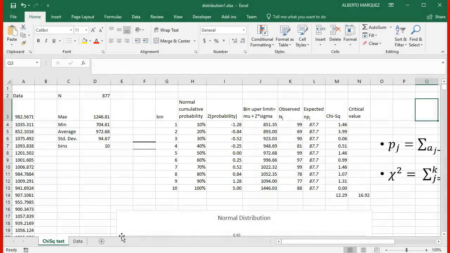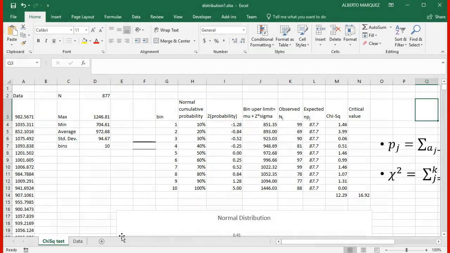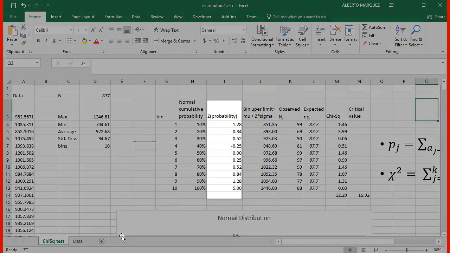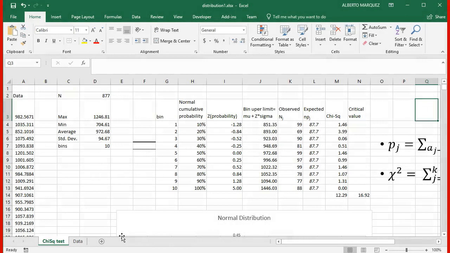So first we define those equivalent probabilities. If there are 10 of them, each range should account for about 10%. So the upper limits for the probability associated to them are 10%, 20%, 30%, and so on. And the Z value corresponding to 10%, 20%, 30% cumulative will be negative 1.28, negative 0.84, negative 0.52, and so on. In the limit, we cannot get all the way up to 100%, so we use 5 for the value of Z.